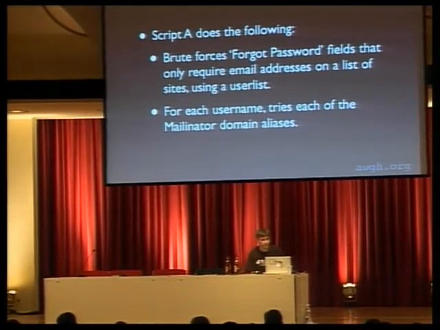The other thing that forget password fields never do is they never check for brute forcing, even if the login page checks for brute forcing. Since the user's unauthenticated, they'd have to ban somebody by IP, whereas on the login page you can lock a user out. I think some people get lost in what they would actually have to do. But the first script simply brute forces the forget password field on a list of sites, and tries every username from a list of usernames combined with all of the aliases from Mailinator. So it'll try Bob at Mailinator and Bob at SoGetThis and so on.